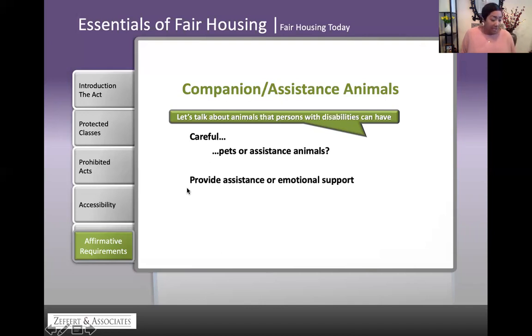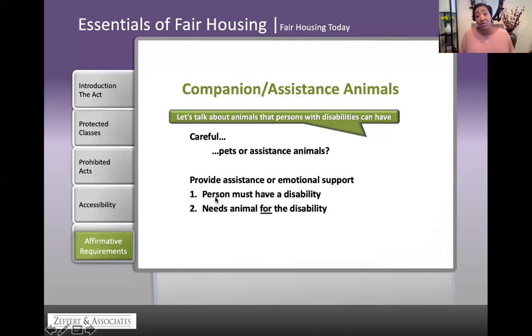On page 14 of companion and assistance animals, remember, it's very important to distinguish between pets and assistance animals. Those companion emotional support animals are not pets. Those animals are for that disabled person or persons to provide a service to assist them, whereas pets are different. When we talk about emotional support or assistance animals providing assistance and emotional support, the person must have a disability and be able to show the need for the disability.